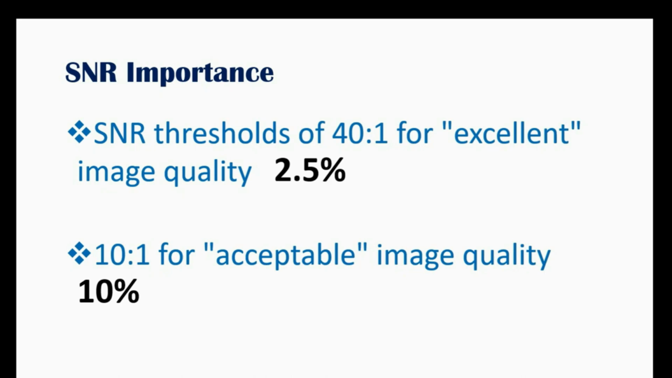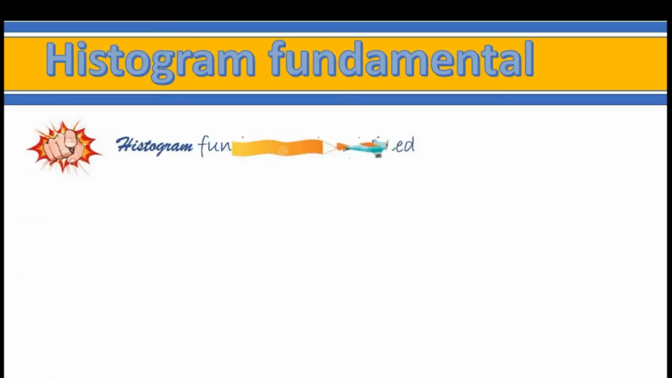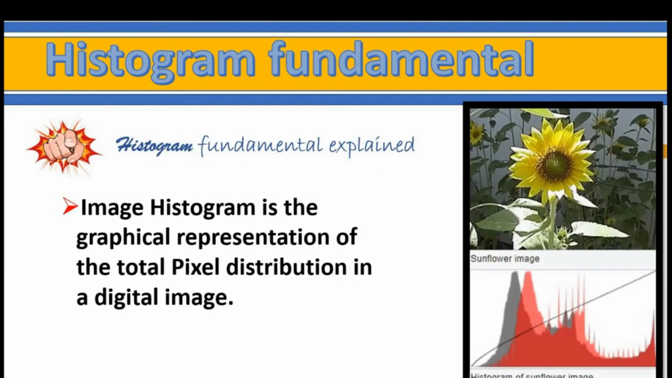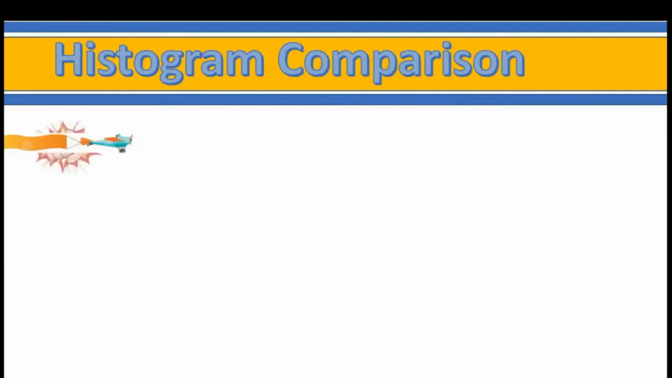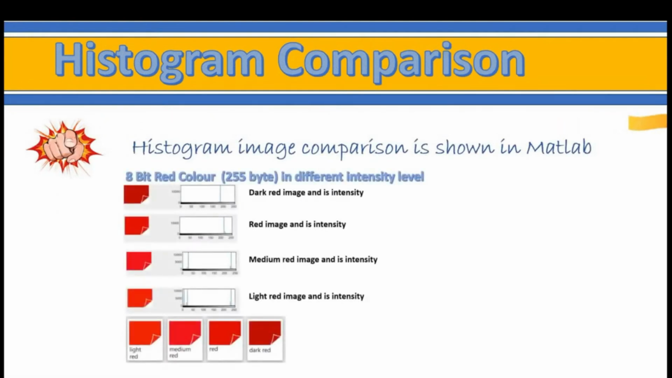So for an image to qualify as an excellent image, the noise should not be more than 2.5% of the image pixels. To make it acceptable, it needs to be below 10%. In today's MATLAB session, we will continue from the previous histogram fundamentals explained. This tutorial is divided into two parts. In the first part, histogram equalization is carried out using MATLAB 2019b. In the second part, histogram equalization is carried out using Microsoft Excel. For better understanding, a histogram comparison of different intensity images is shown using MATLAB.